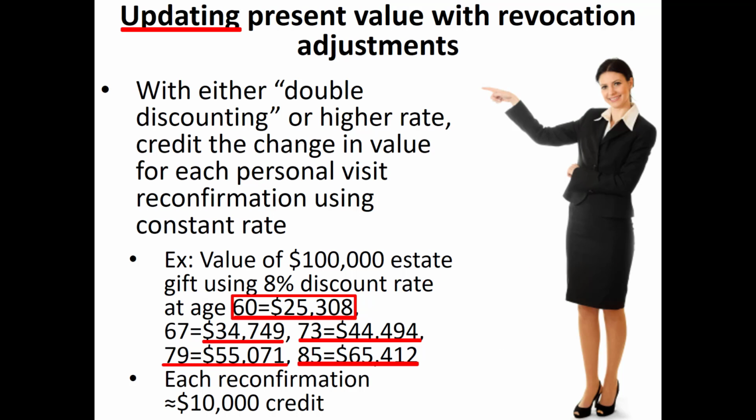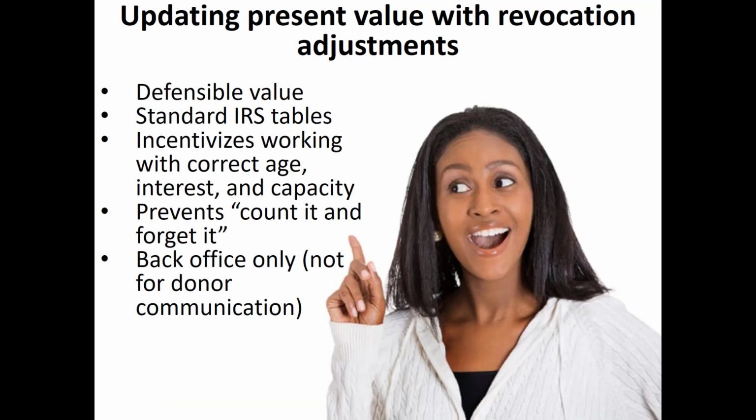So the reason for this strategy is because it does not reward donor abandonment. We want to prevent this count it and forget it approach. It is a defensible value. Is it a perfect value? No, it's not a perfect value. We don't have perfect information, but it's a good ballpark value, right?